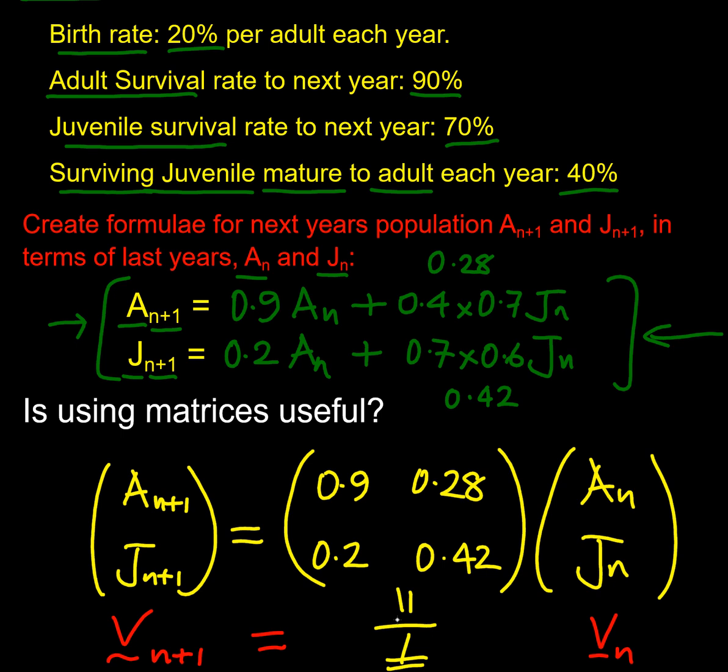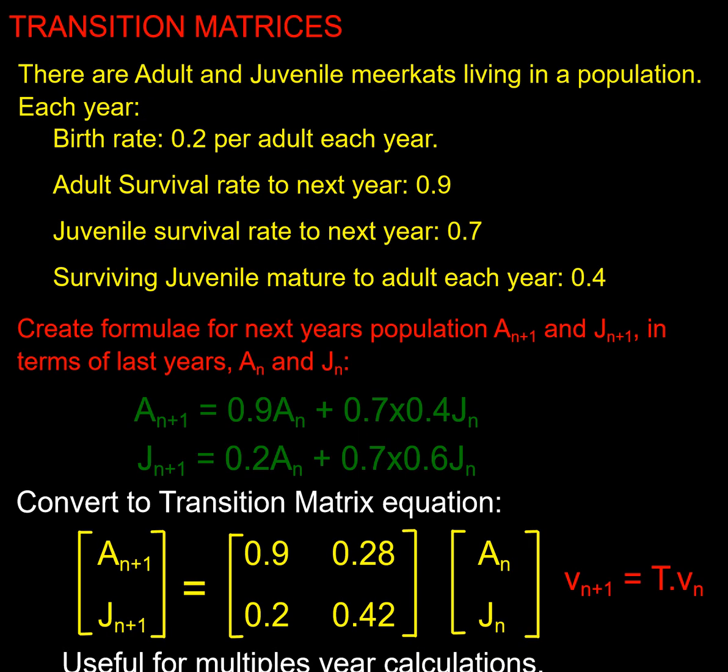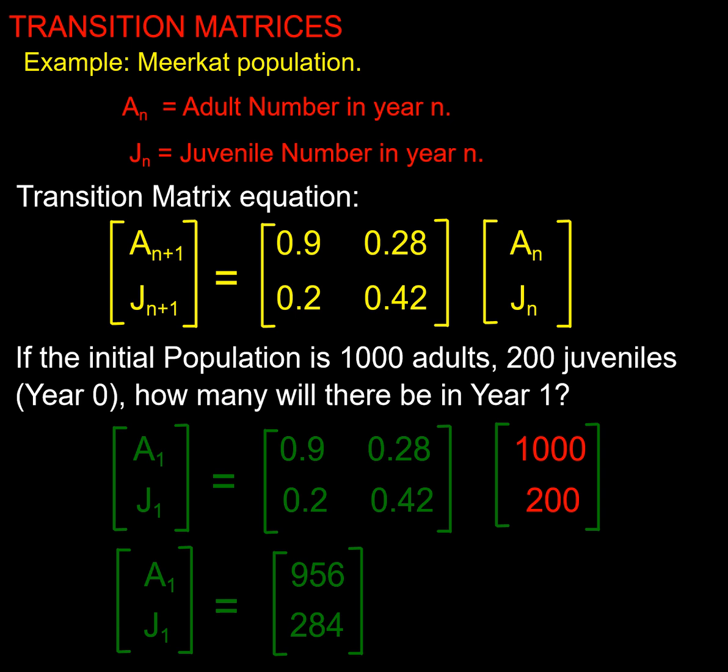So there we have a nice simple relationship. You'll notice that we haven't got any other extraneous or third factors like food or anything like that, which we can build into differential equations. Here we've just got population to population. This is a very popular question with Edexcel. So what does that mean I can do with this? Well, if I know my initial population, year naught, I'm going to call this V naught. If I knew that I had 1,000 adults and 200 juveniles, I could multiply by my transition matrix, and I'd know what the population is next year.